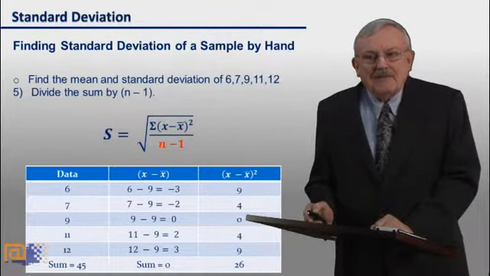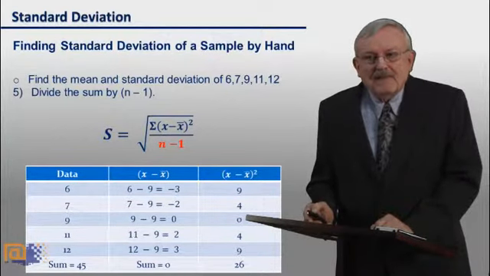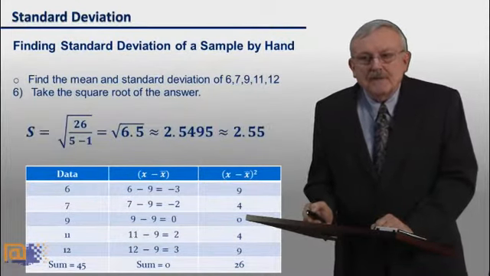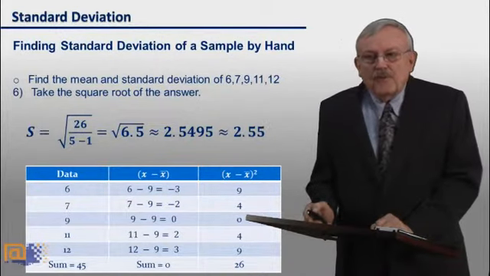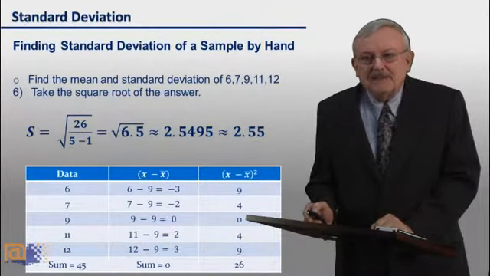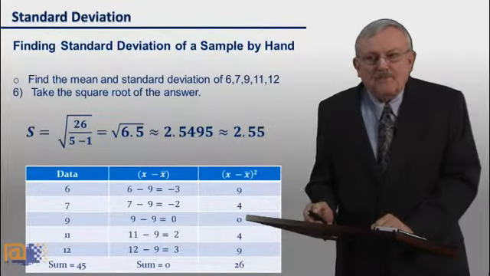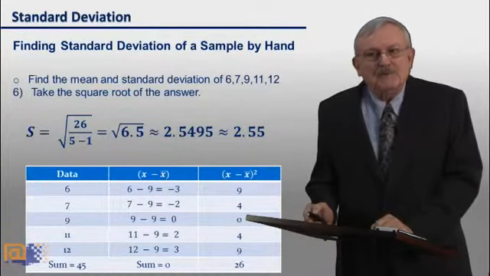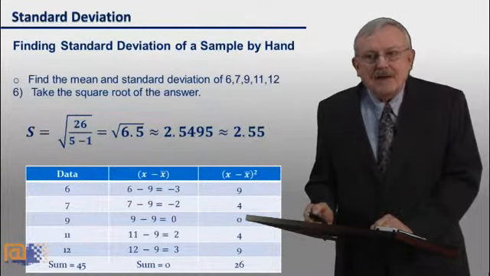When we divide that by the sample size minus 1 and take the square root of the result, that gives us the standard deviation. In this case, the square root of 26 divided by 5 minus 1 gives us the square root of 6.5, which gives us a standard deviation of approximately 2.55.